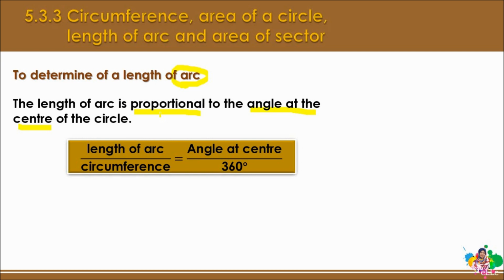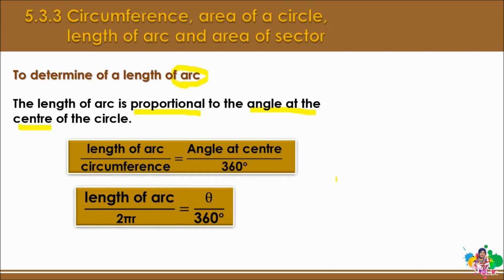Length of arc over circumference equals angle at center over 360 degrees. This one shows that length of arc is proportional to the angle at the center of the circle. But why is this one 360? The angle in a circle is 360 degrees. And circumference, because circumference is the perimeter of the circle, and length of arc is based on the angle at the center.